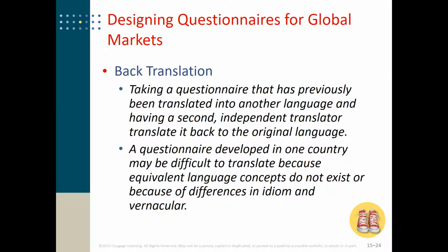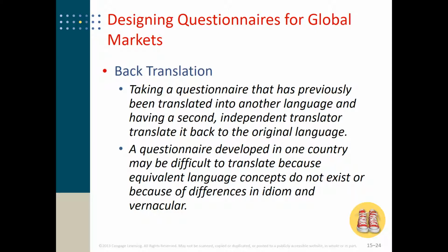Then back translation, actually this is the process of revising or adjusting a questionnaire. Sometimes it might be possible that we write down a questionnaire in one language and it needs to be translated into another language. Now the problem is that the phrases that we use in one language may not be the same in another language. That's why if we simply translate a questionnaire from one language to another, sometimes the meaning may be changed. That's why we follow the process of back translation.